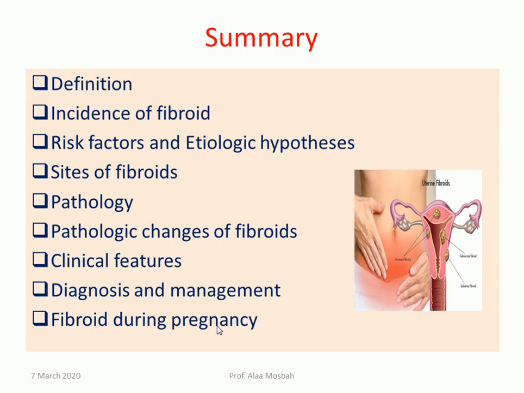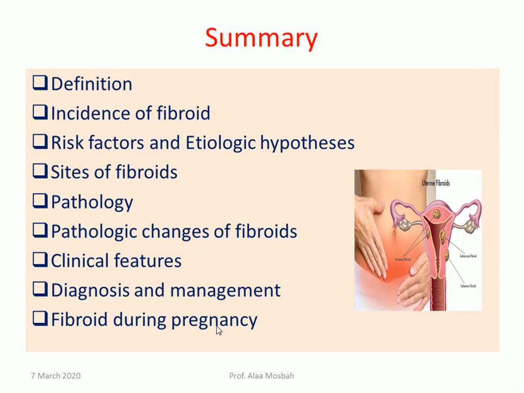So this is the end of my lecture. We talked today about the leiomyoma, which is a very common benign tumor in the uterus and the cervix, and we said it reaches up to 80% prevalence for ladies reaching the age of 50 years old, and 25% of symptomatic patients with uterine fibroid happen in childbearing age.